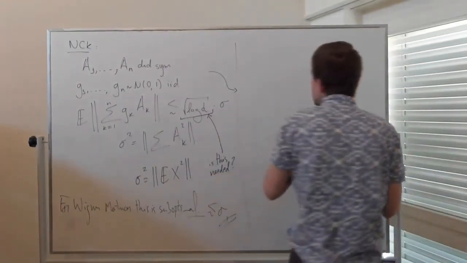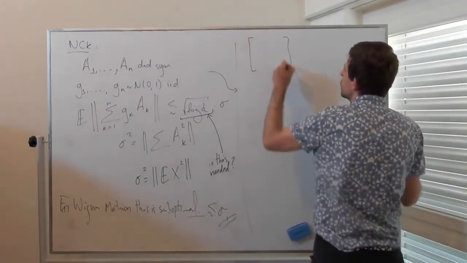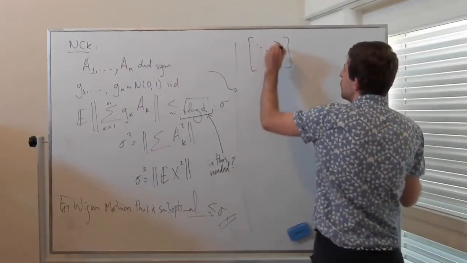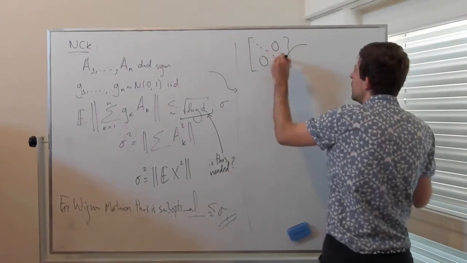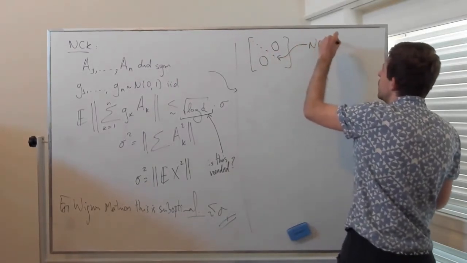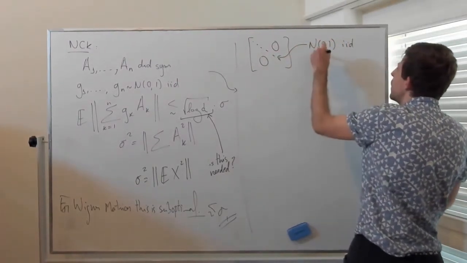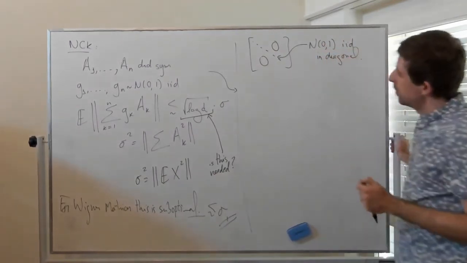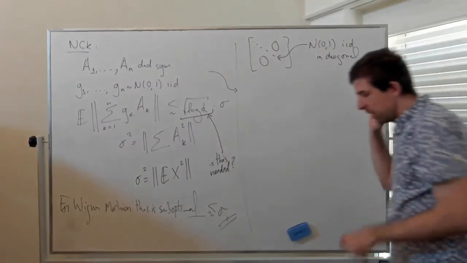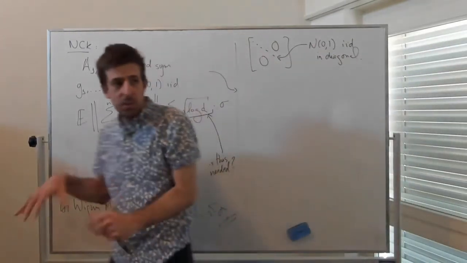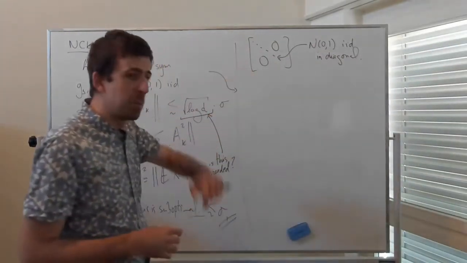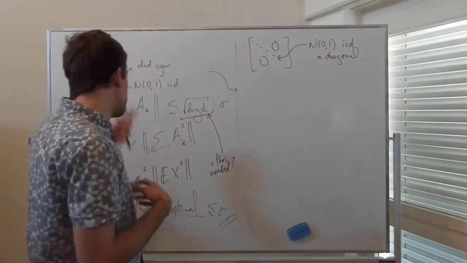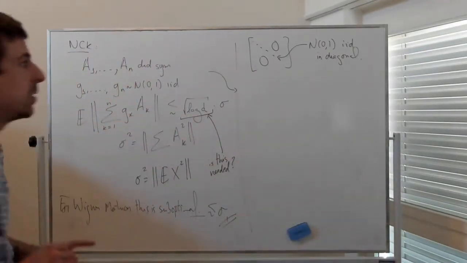Okay, so let's now try a different example. The example I have in mind now is a diagonal matrix with Gaussians on the diagonal, so n(0,1) IID entries on the diagonal. This example is sort of special. Everything is commutative because every matrix that's going to show up is diagonal. But it's still an instance of this. So let's see what it gives.